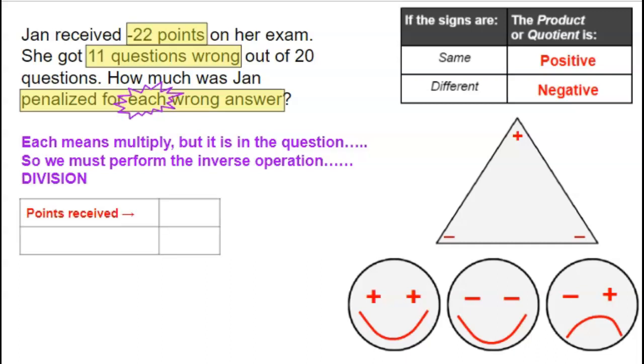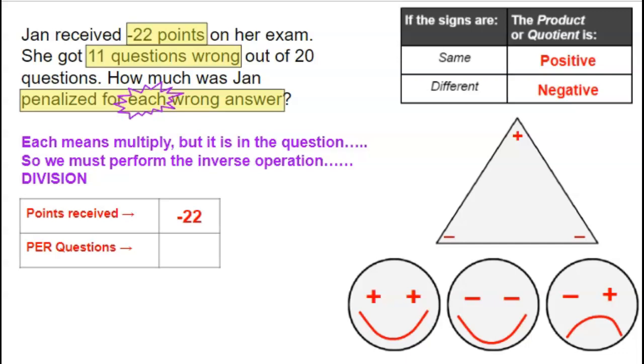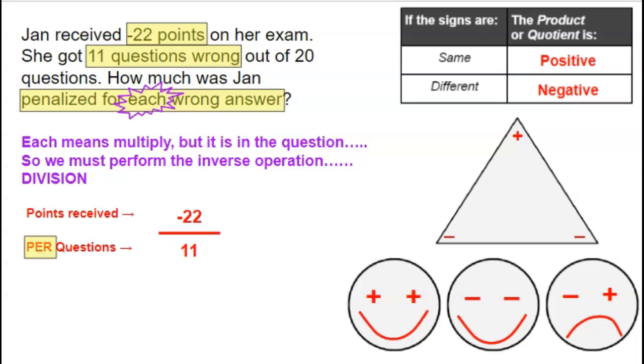So the points received up above says that it was -22 points. And then per how many questions? It was per 11 questions. And remember that per means divide. So we have -22 divided by 11.